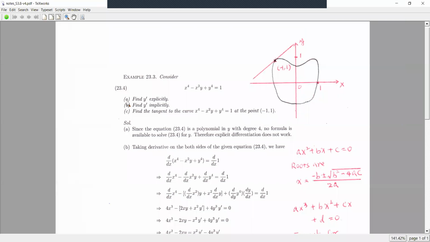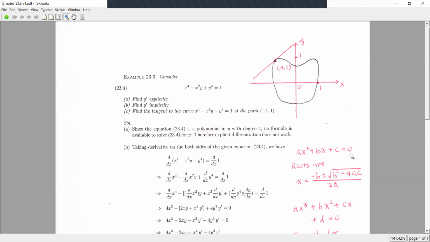Now, solution to part A, find the derivative explicitly. That means solve the equation for y, then we have a function. Then compute the derivative of the function. Since the given equation is a polynomial in y with degree 4, no formula is available to solve the given equation for y.